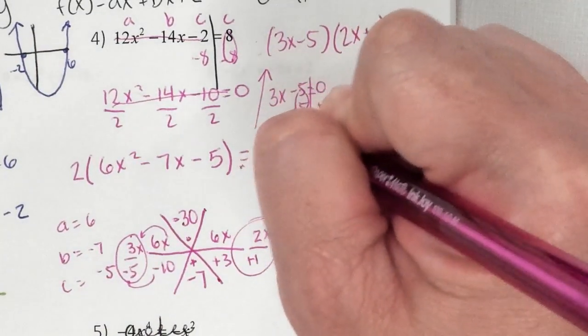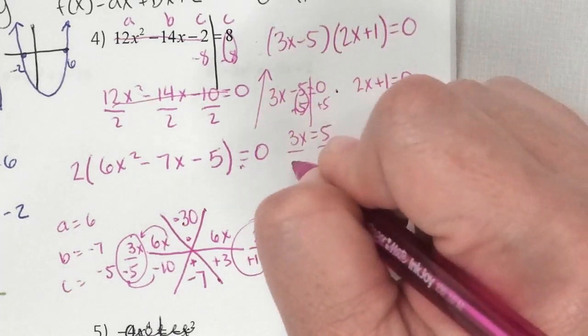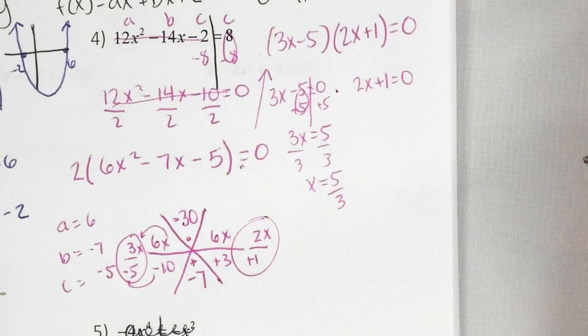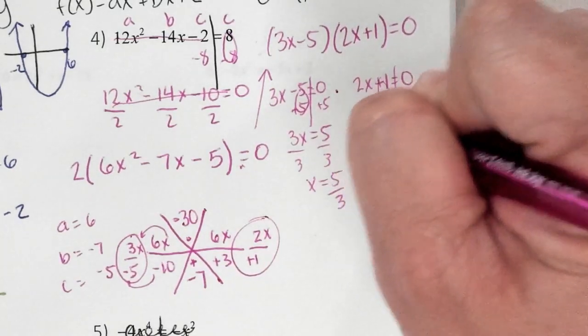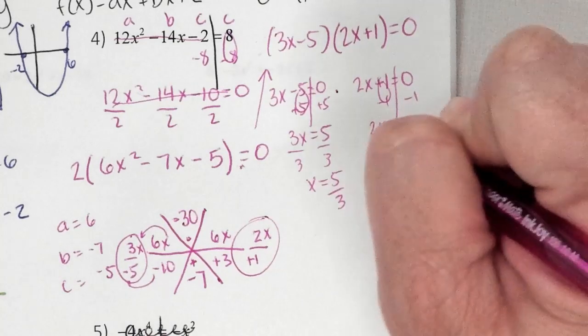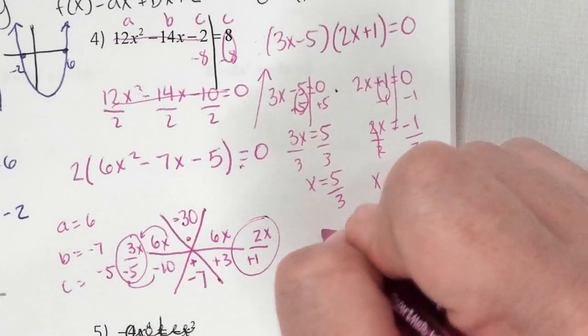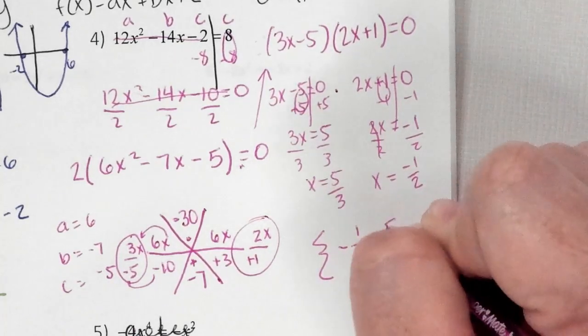And we get 3x equals 5. Now what? Divide both sides by 3, and you get x equals 5/3. I do want y'all to always leave these as fractions, okay? Minus 1, 2x equals -1, divide by 2, and you get x equals -1/2. Least to greatest, so -1/2 is smaller than 5/3.